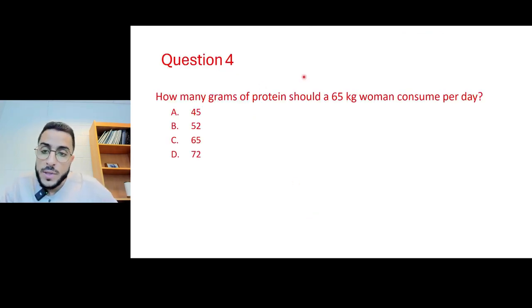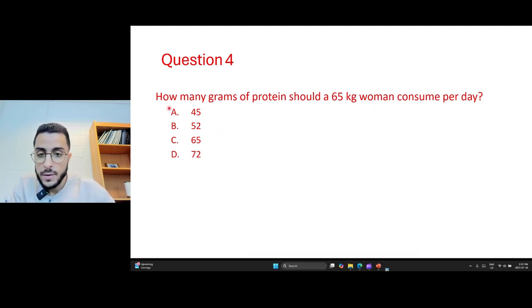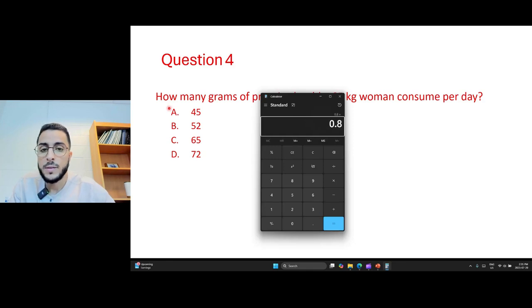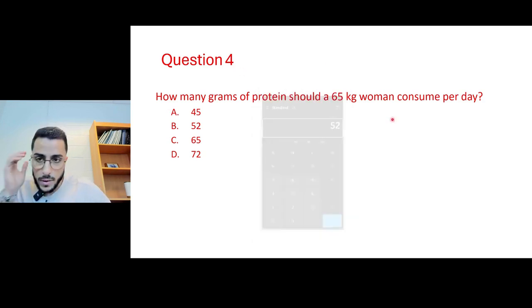How many grams of proteins should a 65 kilo woman consume per day? Well, 65 times 0.8, I think it gives you 52. I think so, I forgot. 0.8 times 65, 52. Good.